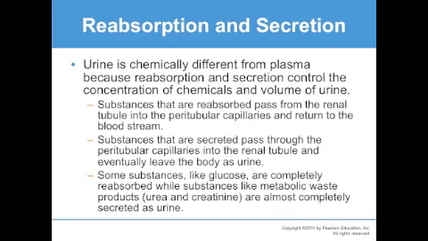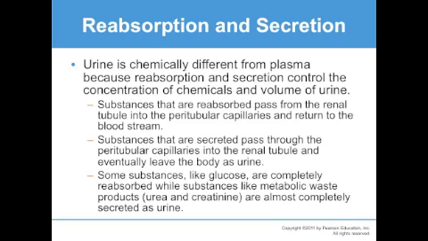That final product of this process, called urine, is chemically different from plasma because of the processes of reabsorption and secretion, which control the concentration of the various chemicals and the volume of urine. Substances that get reabsorbed pass from the renal tubule back into the peritubular capillaries and end up getting returned back to the circulation. Substances that get secreted pass through the peritubular capillaries and into the renal tubules, where they will eventually leave the body as part of the urine.